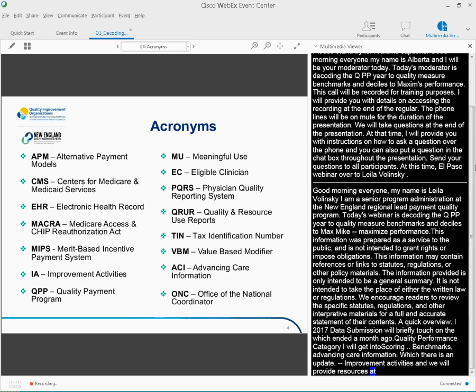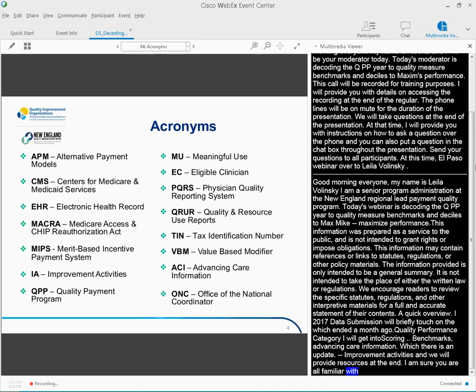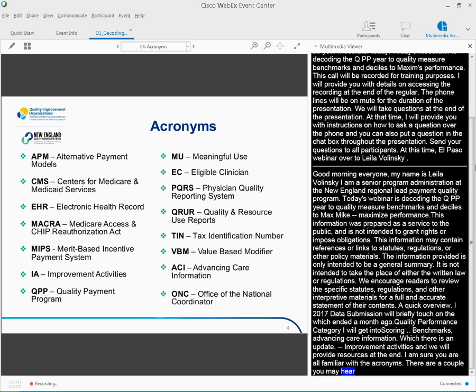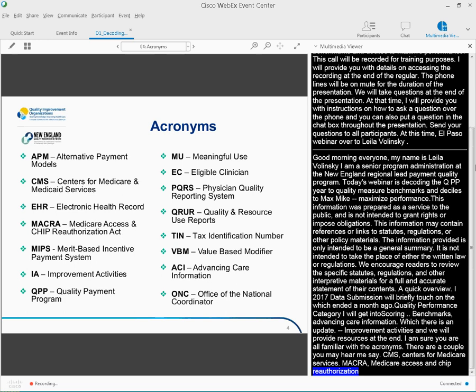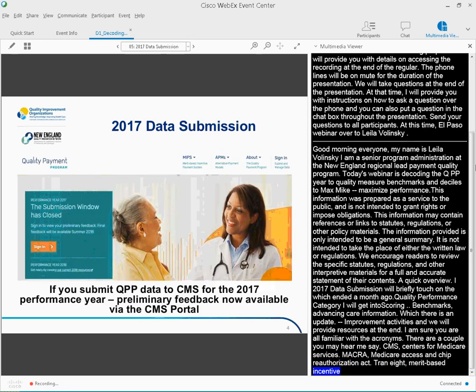Just briefly, I'm sure all of you are very familiar with these acronyms now in year 2 of the program, but just a couple that you might hear me say would be CMS, the Centers for Medicare and Medicaid Services, MACRA, the Medicare Access and CHIP Reauthorization Act, QPP, Quality Payment Program, MIPS, Merit-Based Incentive Payment System, APMs, or Alternative Payment Models, and then we'll talk about some of the rest as we go along.